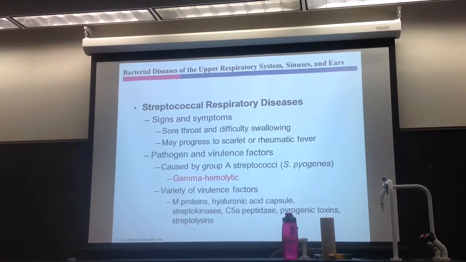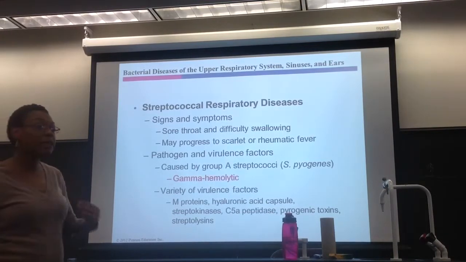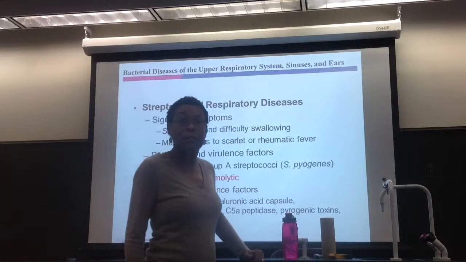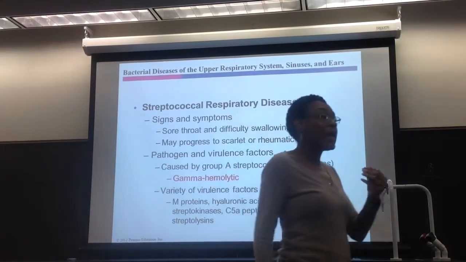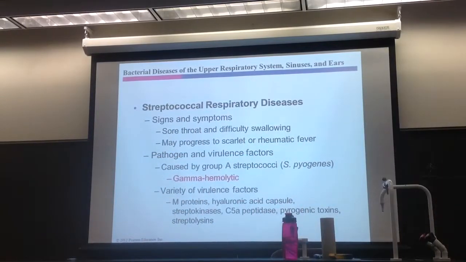So streptococcal respiratory disease. Basically, if you got strep throat, guess what? Your throat is sore. You've got trouble swallowing. You have a fever. If you look at the back of your throat, it's probably red, and you may see some pus back there. So basically, red throat, sore, pus in the back, fever, you've got strep throat. Now, if you let strep throat progress too long, it may develop into scarlet fever or rheumatic fever.